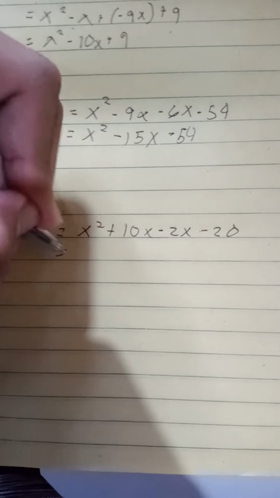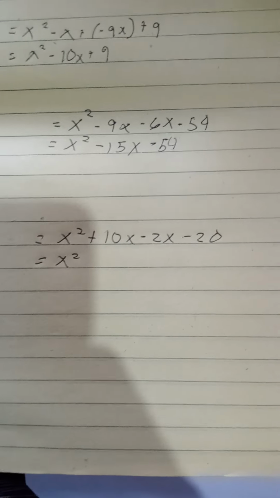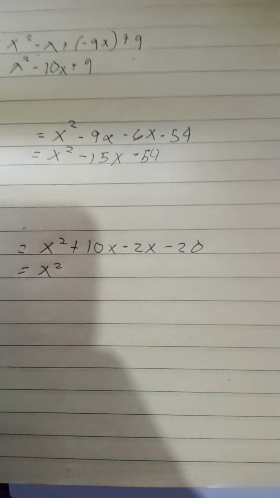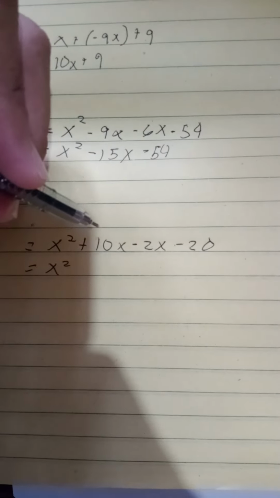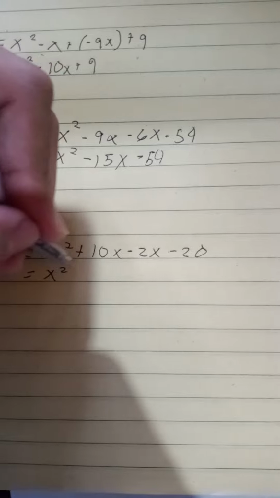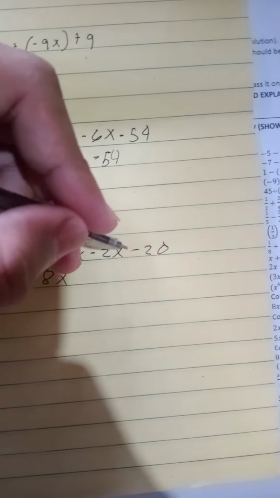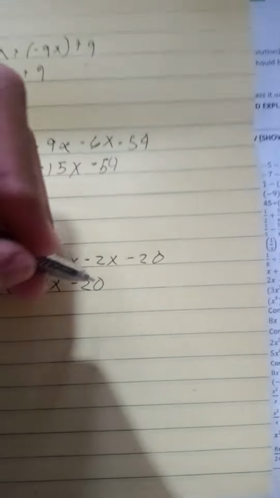Then, bring down x squared. Then we must subtract: 10x minus 2x equals 8x. Then copy negative 20. So, our answer here is x squared plus 8x minus 20.